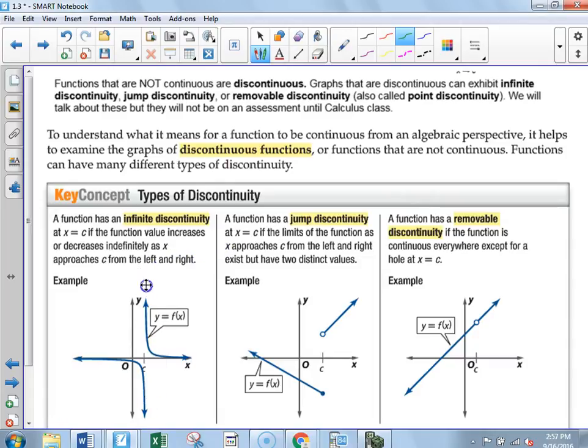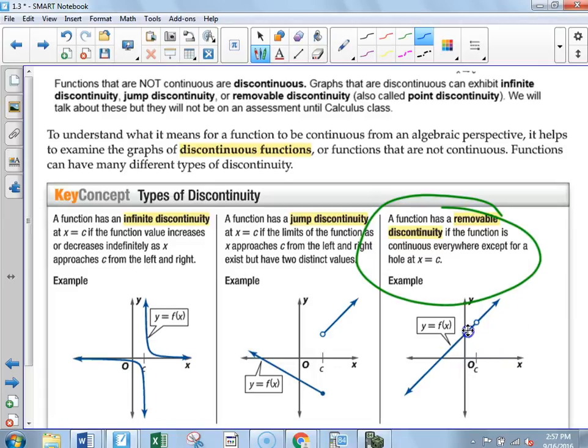Infinite discontinuity is when there's like a vertical asymptote. Does that make sense? That the graph is not continuous? I can't trace this without lifting my pencil, right? Because there's two pieces. A jump discontinuity, does that kind of make sense? When it gets close to C, it jumps up here. And a removable discontinuity, this is the one you should be familiar with from last year. It's when a graph has simply a hole.